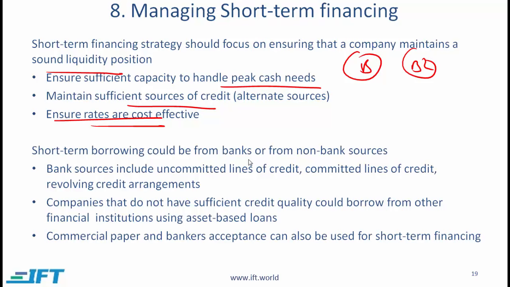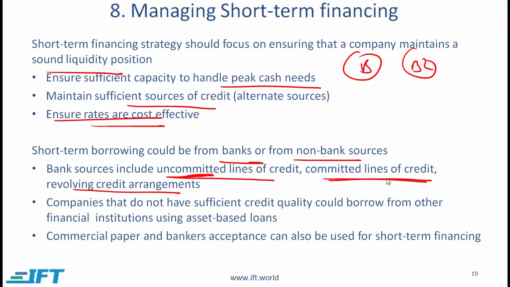Short-term borrowing could be from banks or from non-bank sources. Bank sources include uncommitted lines of credit, committed lines of credit, and revolving credit limits. Uncommitted lines of credit are the weakest form of borrowing because even though the fee involved here might be zero or minimal, the bank from which you are borrowing is not making a commitment that it will give you the money when you need it.